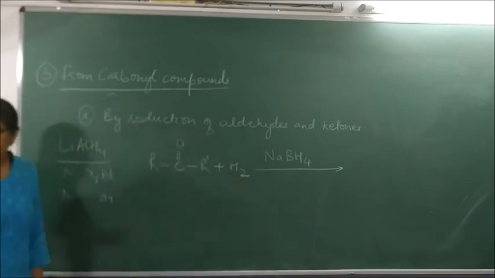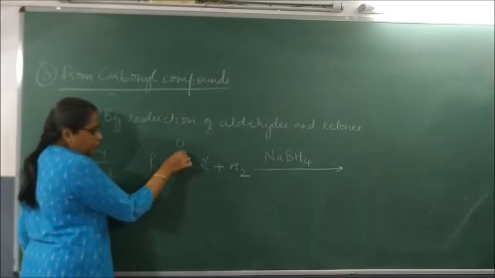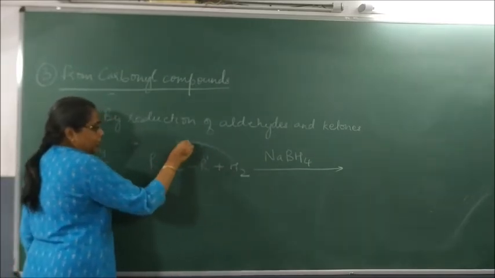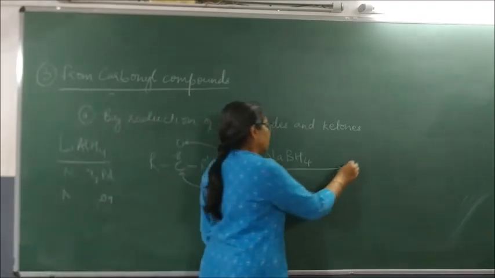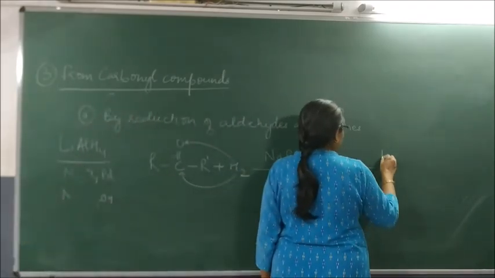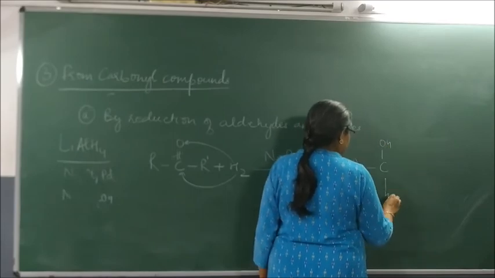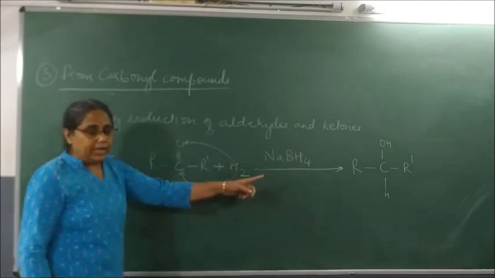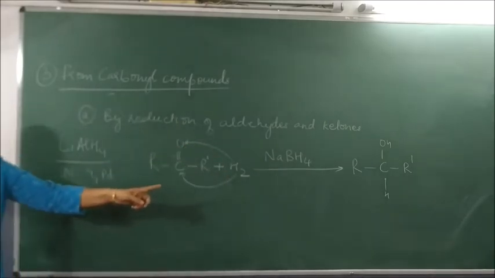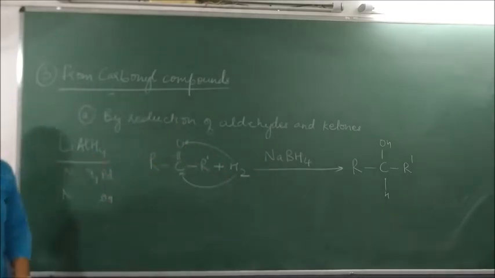Just because it is given in the textbook, I can even use a simple ketone. What will happen? This bond will break, one H will come here and one H will come here. So I will get R, C, OH, H and R dash. Understood? It gives what alcohol? Secondary alcohol.